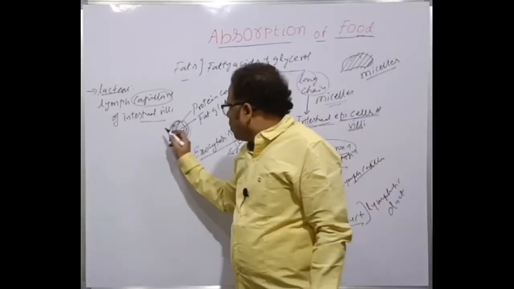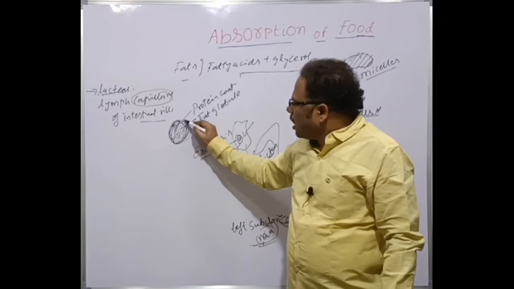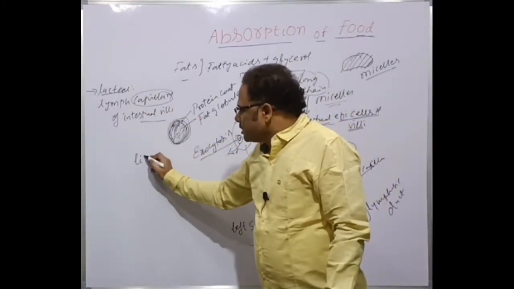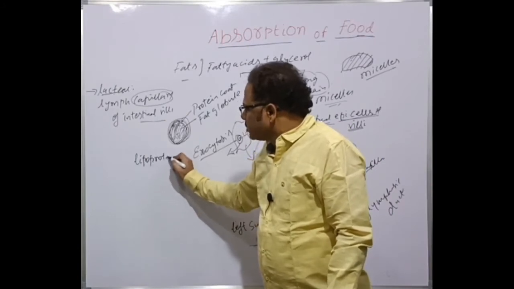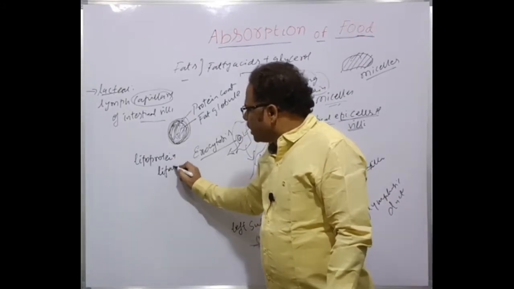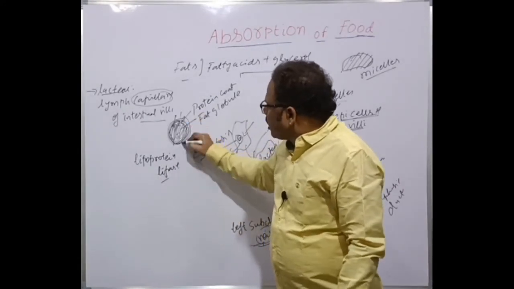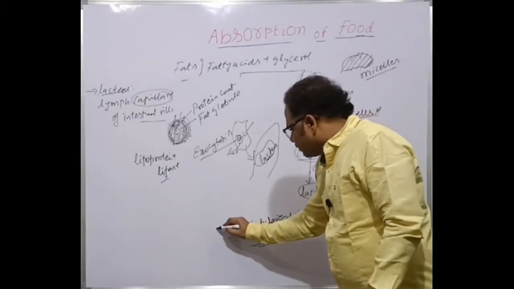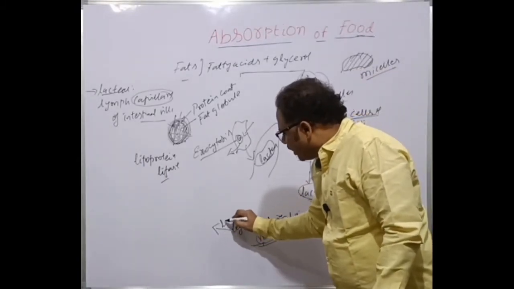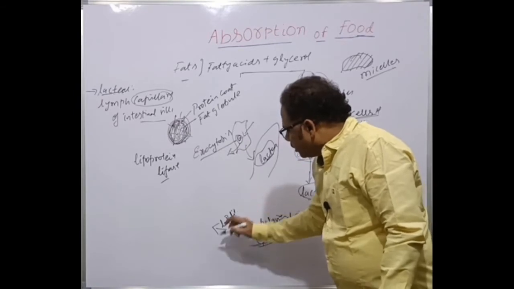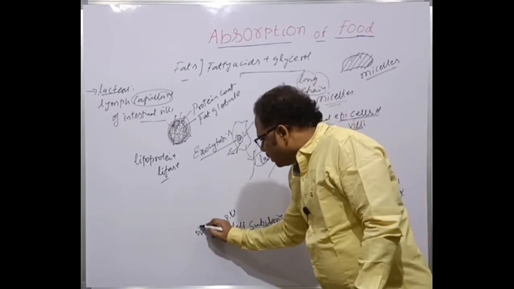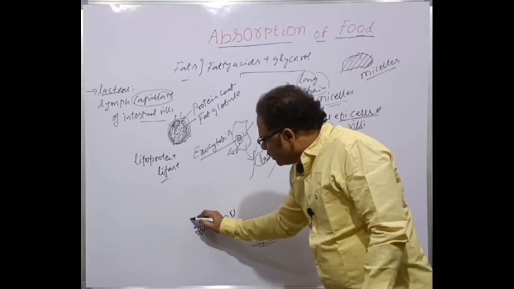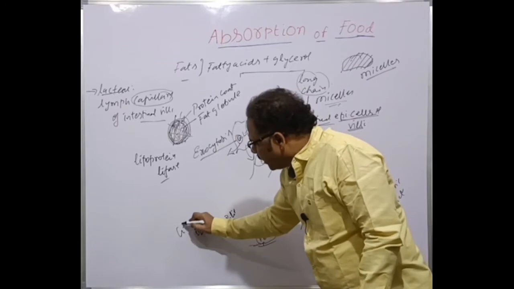Meanwhile, what happens? The chylomicron, because it is a fat globule with a protein coat, is broken down by the enzyme called lipoprotein lipase. The lipoprotein lipase enzyme breaks down this chylomicron into smaller pieces. Now these are entering the venous system, and now they enter the general blood circulation.